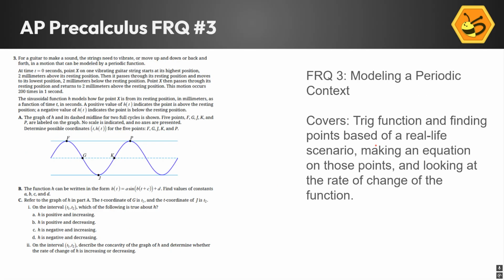FRQ3 is a trig function, and it's finding points based off a real word problem, like context. This one's about a vibrating string, and it's making an equation on those points, and then looking at the rate of change of the function, which is what we just did. So this part's the easiest because you guys already did it. That's what unit 1 is.